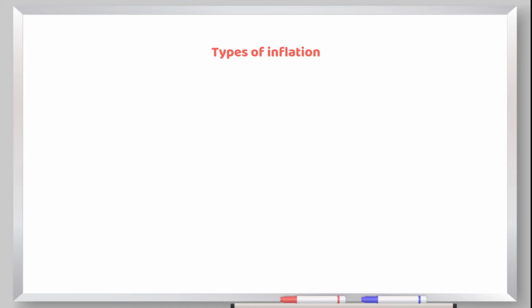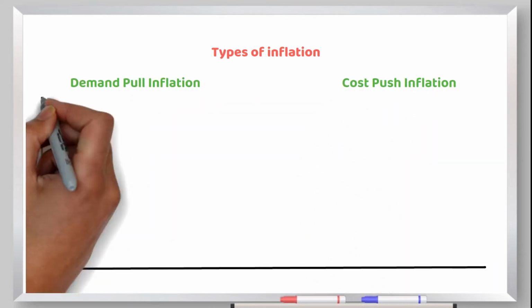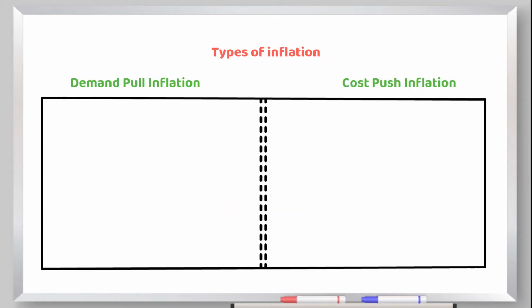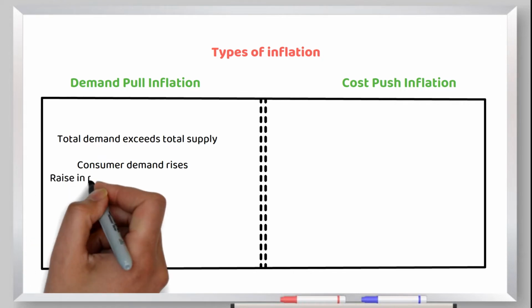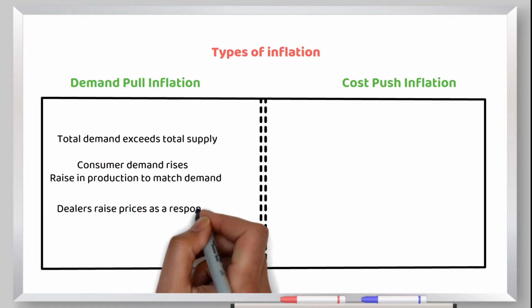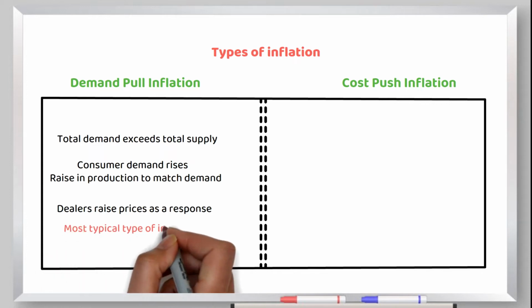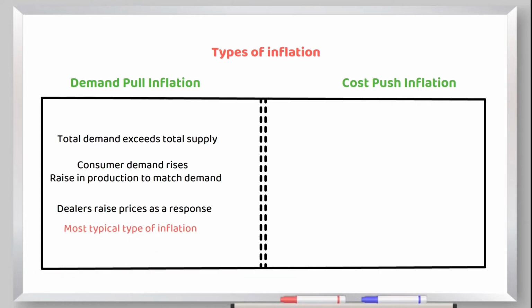Now, there are two basic types of inflation: demand pull inflation and cost push inflation. Demand pull inflation occurs when total demand for goods and services exceeds total supply. When consumer demand rises, demand pull inflation begins. Sellers will often respond to this rise by raising their production to match demand. However, when demand exceeds supply, dealers will raise their prices as a response. This sort of price increase is known as demand pull inflation, and it is the most typical type of inflation.